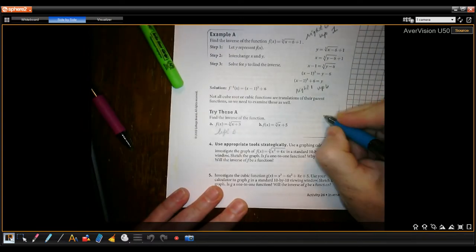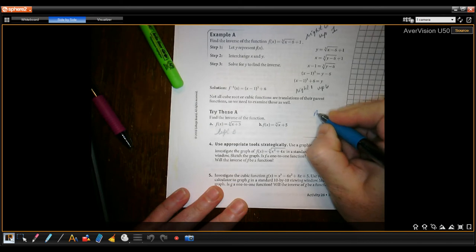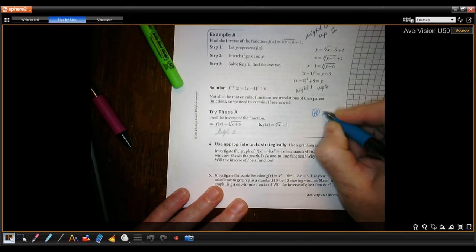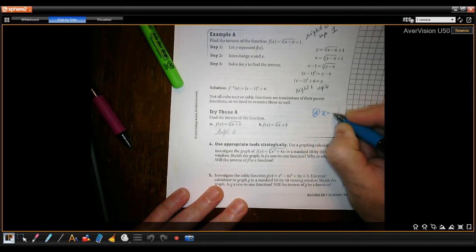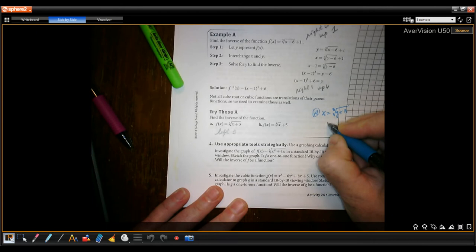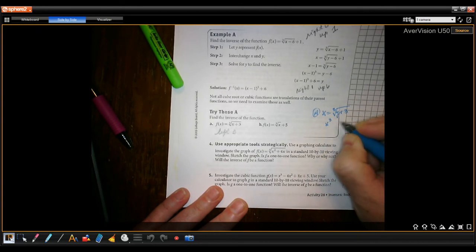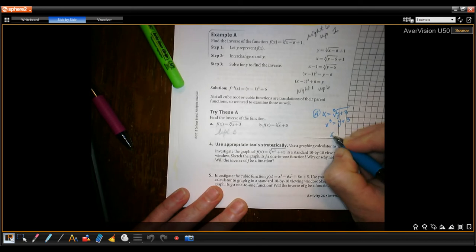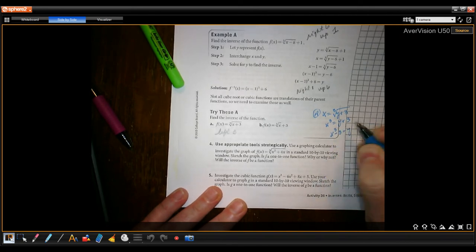So let's do A over here. So let's see, x equals cube root of y plus 3. So cube both sides to get rid of the radical symbol: x cubed equals y plus 3. So x cubed minus 3 equals y. So there is the inverse, right?